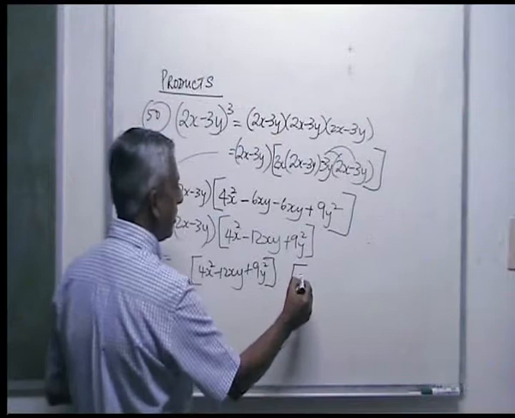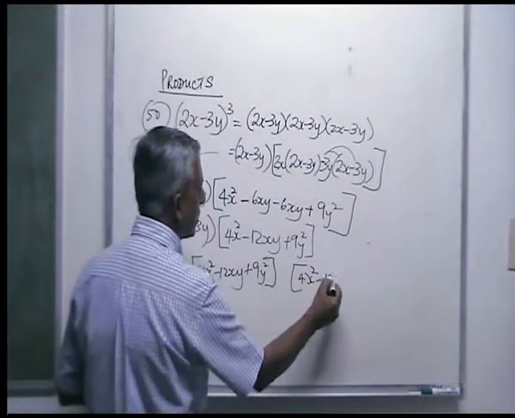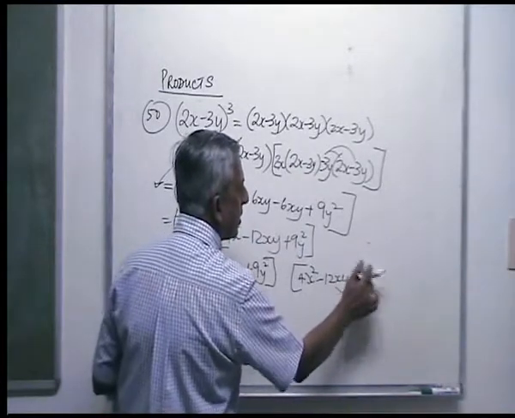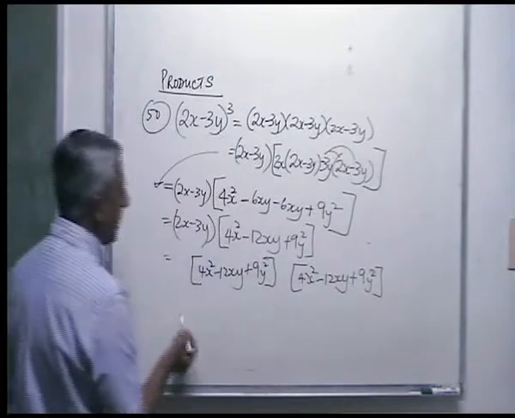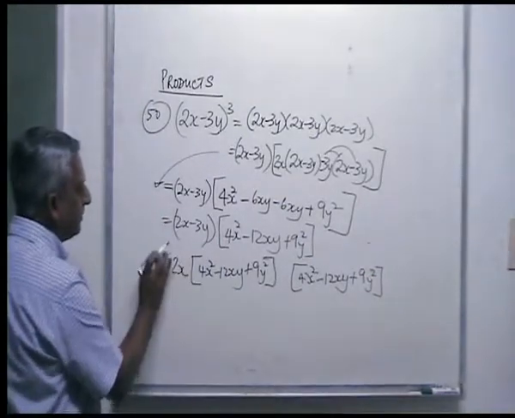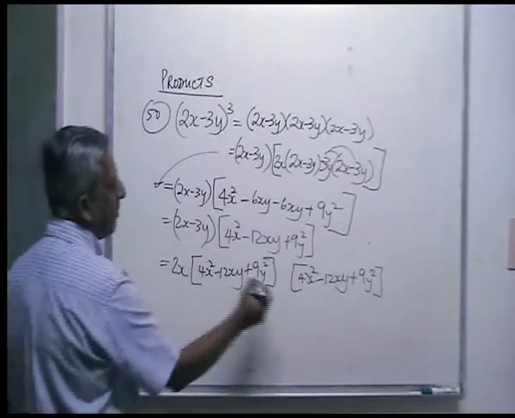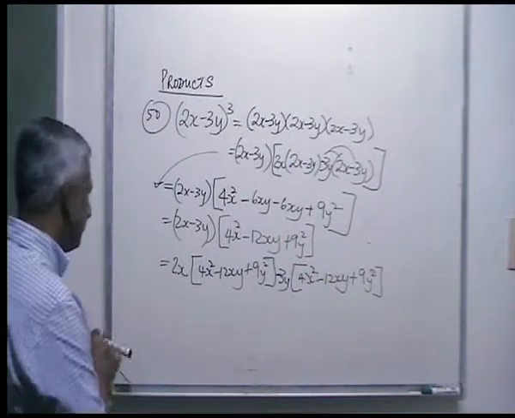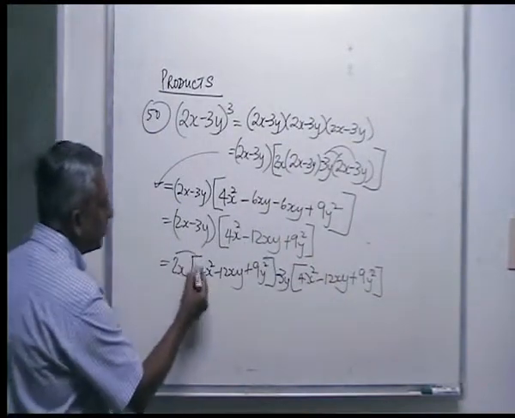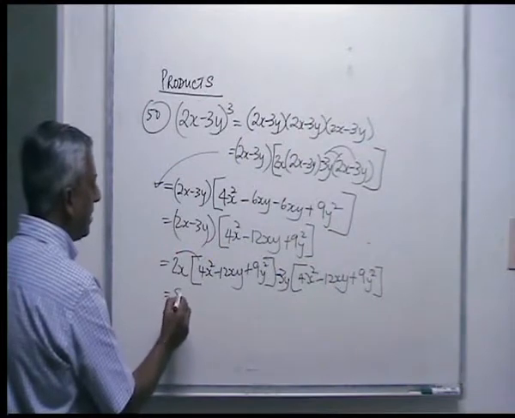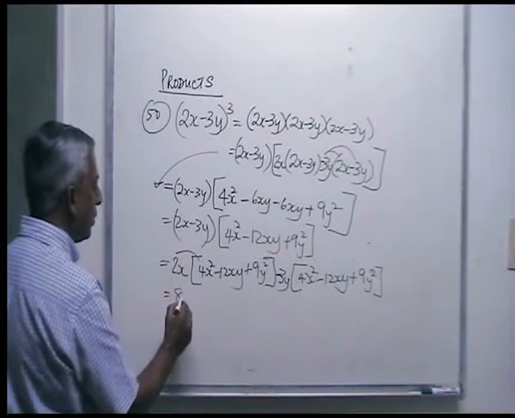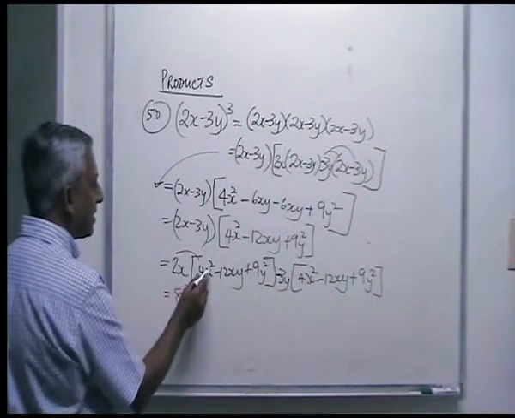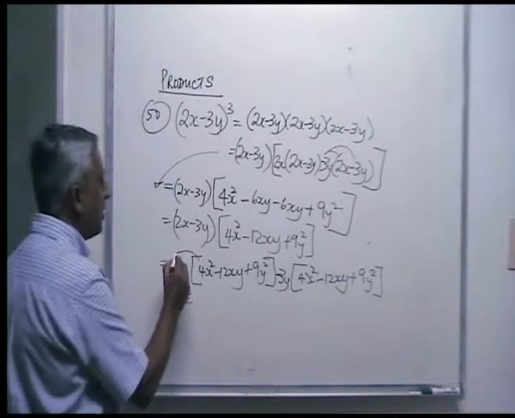I'll write it again: 4x squared minus 12xy plus 9y squared. Now, the 2x is in the front here, and the minus 3y goes there. And now 2x times that gives you 8. You see, 2 times 4 gives you 8. x times x squared gives you x cubed. Then you're multiplying those two.